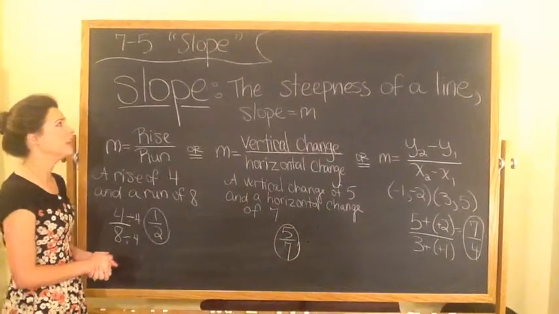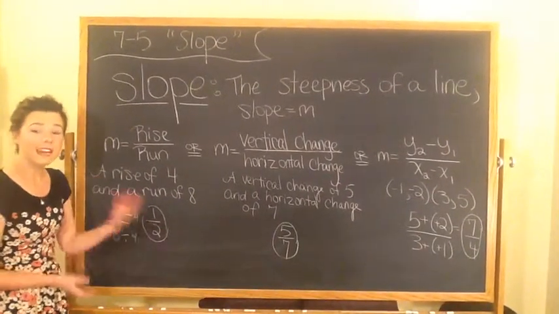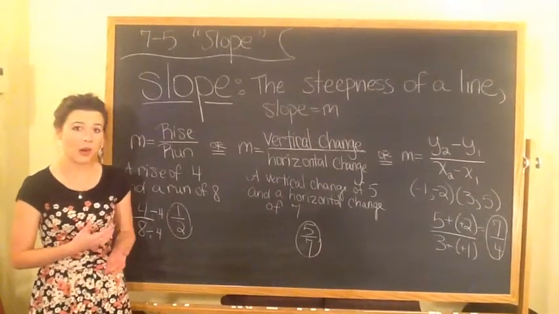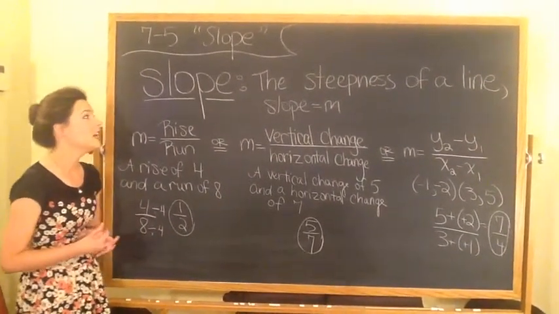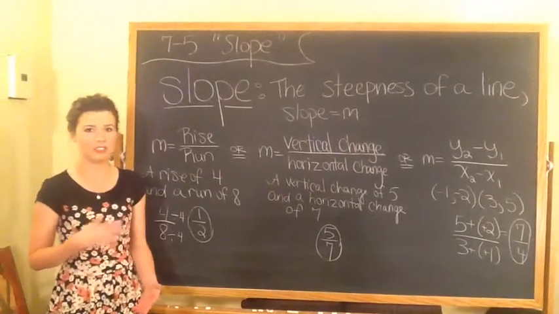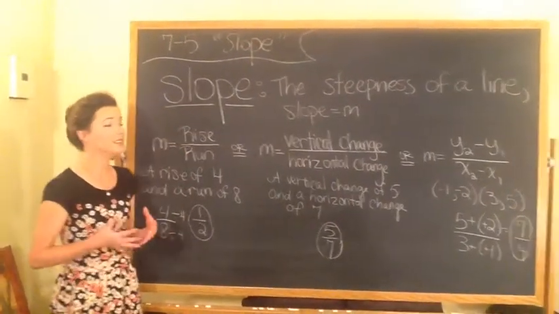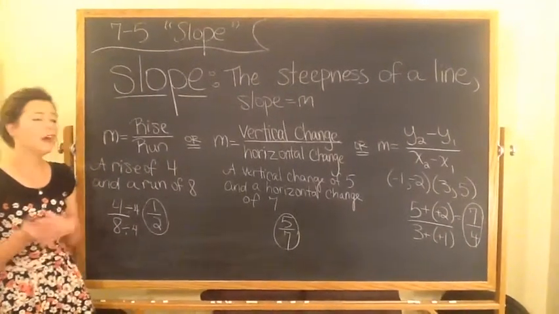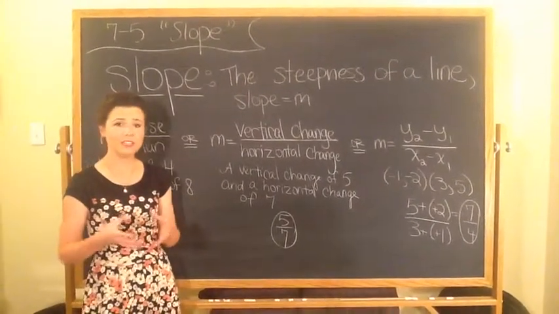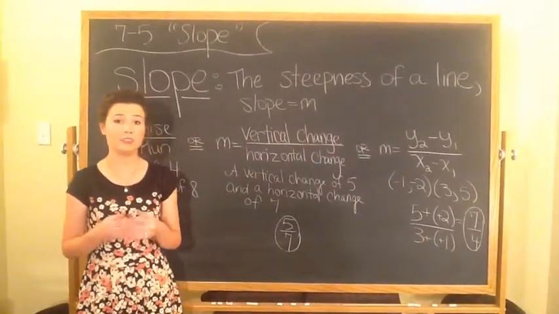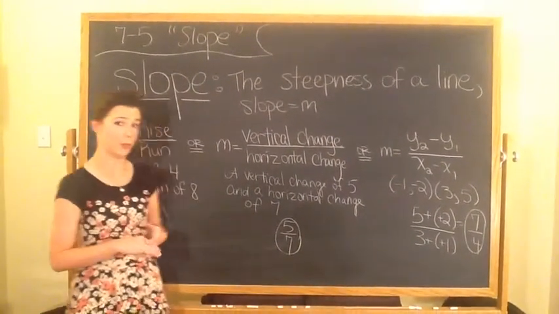7.5. Today we're going to be talking about slope. The last few lessons we were talking about the rate of change and the change in y over the change in x and things like that. So basically the slope and the rate of change are pretty much the same thing. When we talk about slope, we're talking about the steepness of a line. And anytime slope is represented in equations, it's represented by the letter m. So anytime you see an equation with an m in it, it's talking about slope.